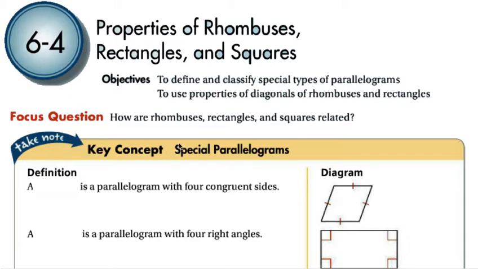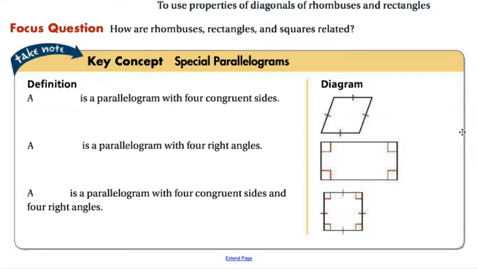And our focus question is, how are rhombuses, rectangles, and squares related? That's what we will be looking at. So first of all, let's take a look at our special parallelograms.